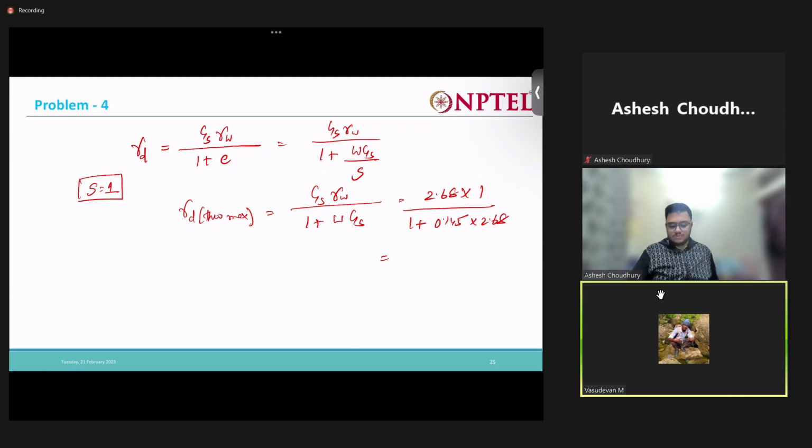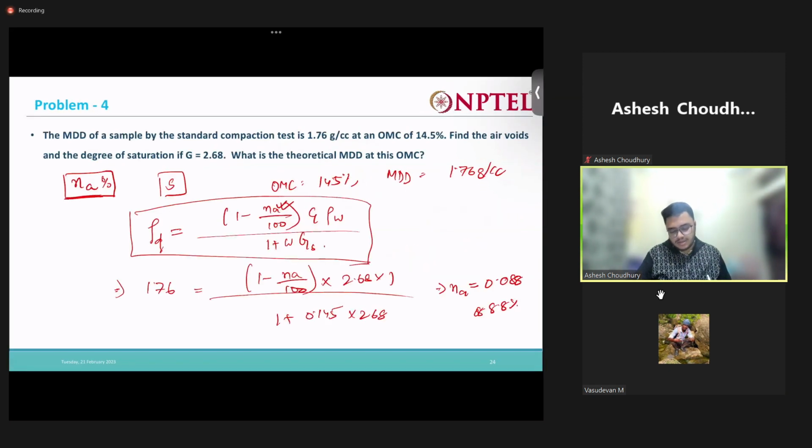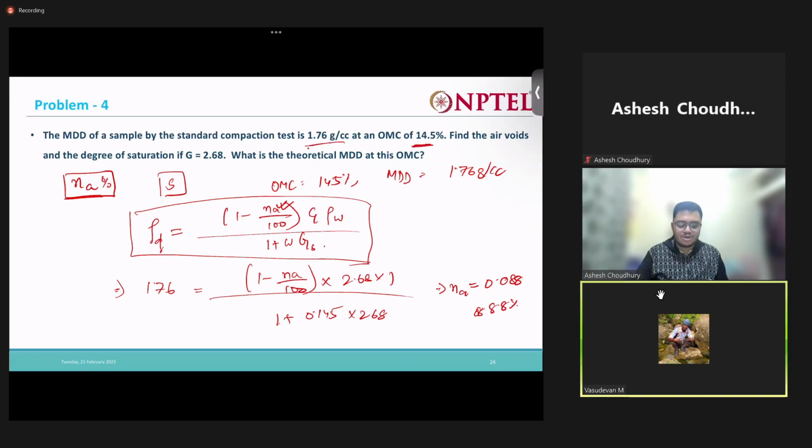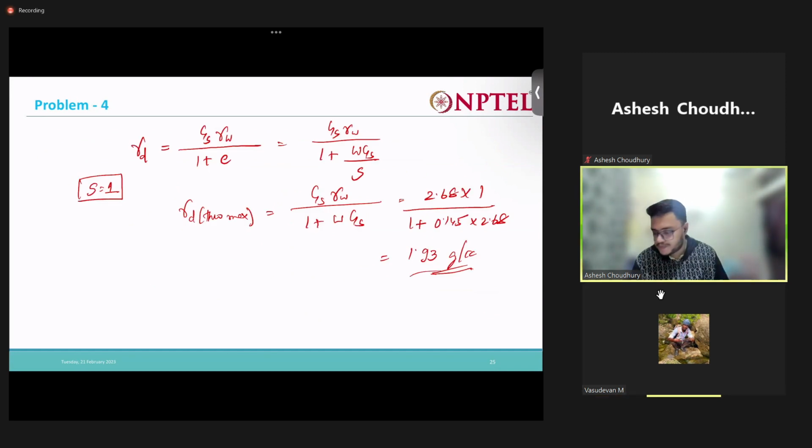1.93, unit gram per cc. So this is my theoretical maximum. But what was the maximum dry density that we obtained? It was 1.76, right? Yes, this is the obtained. And theoretically, the maximum I can obtain is 1.93.